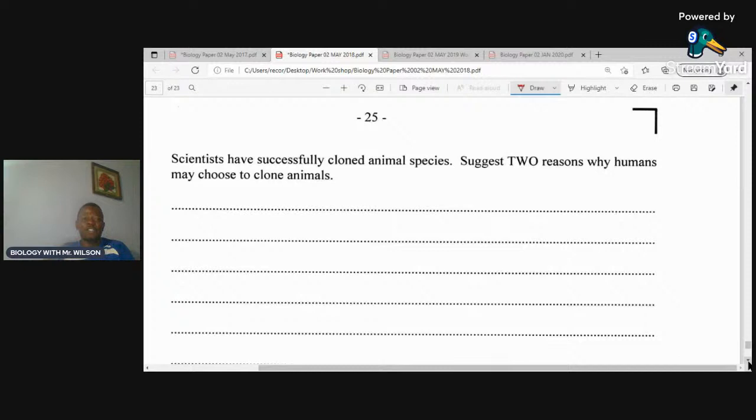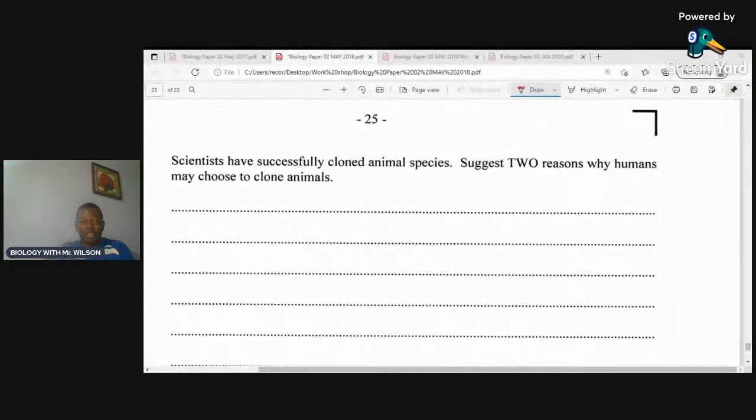Now, scientists have successfully cloned animal species. We would have heard about Dolly the sheep. So there are two reasons why humans may choose to clone animals. Now, what is this question really asking? The underlying question here is to identify the importance of asexual reproduction. If you can decode this question, it is asking you pretty much to identify importance or reasons for asexual reproduction.